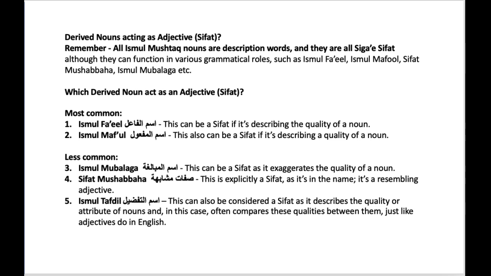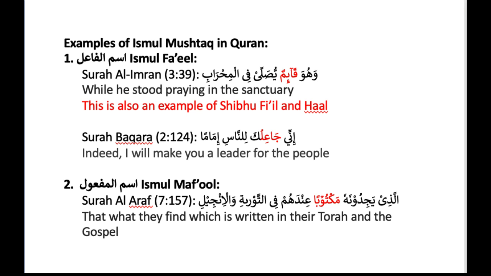Examples of Ismul Mushtaq in Quran. Number one, Ismul Fa'il, Surah Al Imran, verse 39. Wahuwa qa'imun yusalli fil mihrab. While he stood praying in the sanctuary. Here, qa'imun is Ismul Fa'il, although it also plays the role of Shibu Fa'il and Hal here.